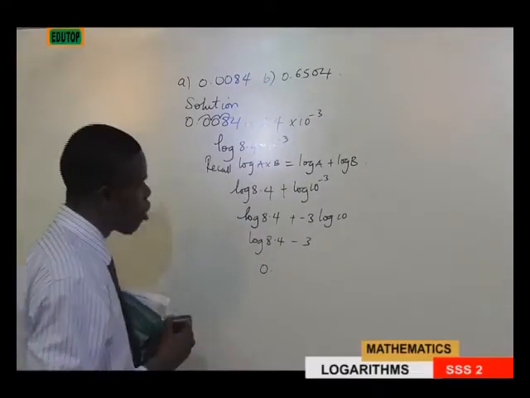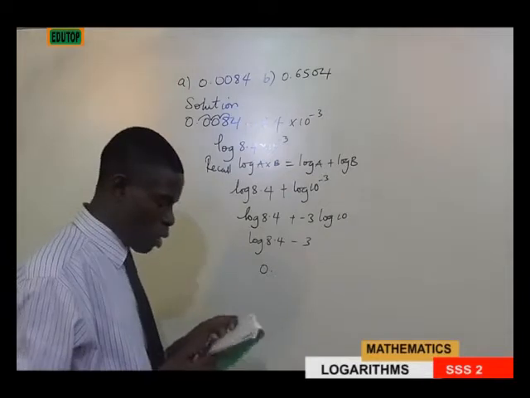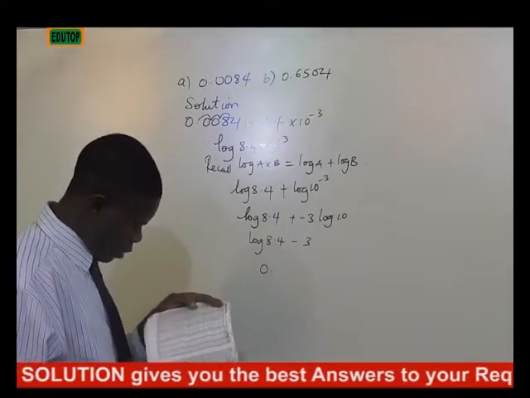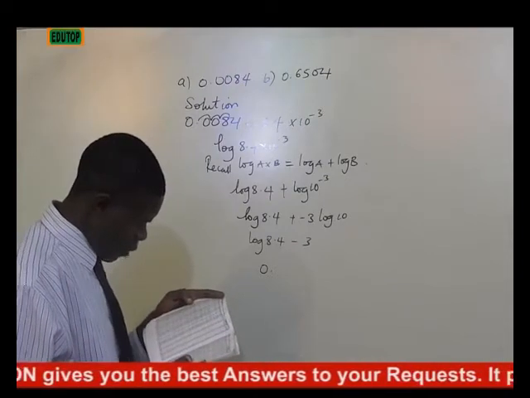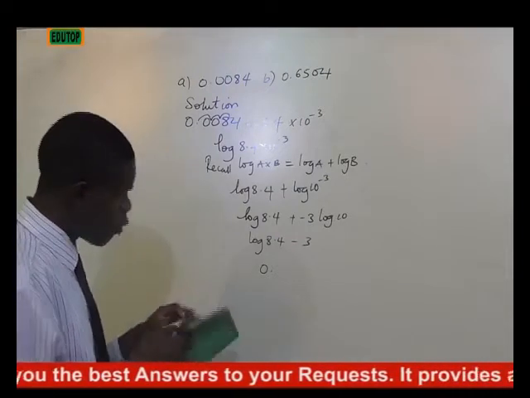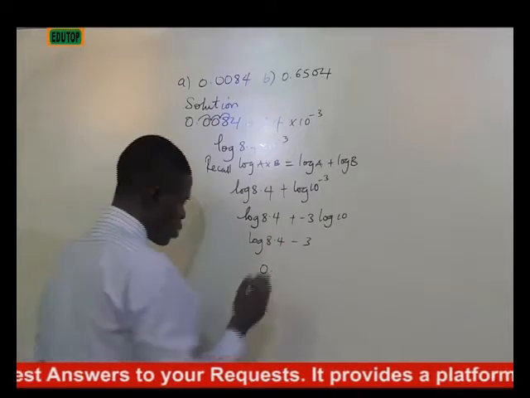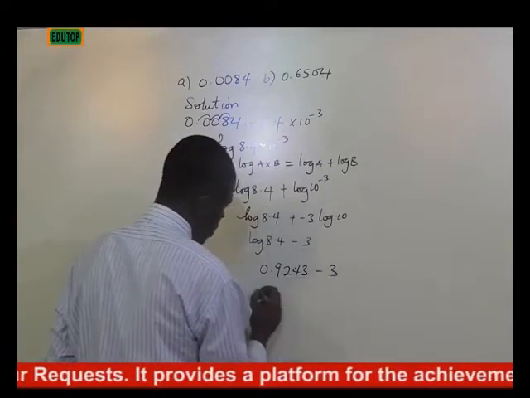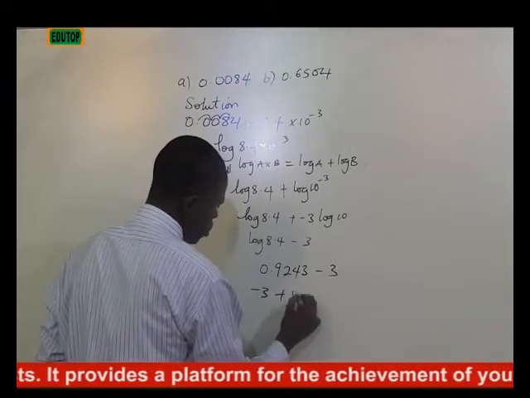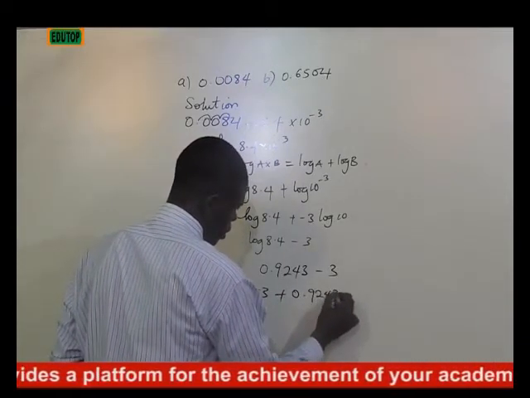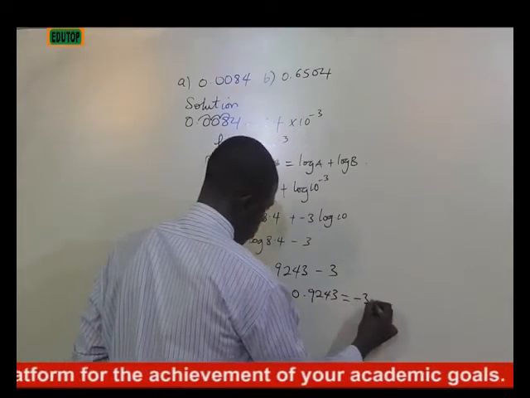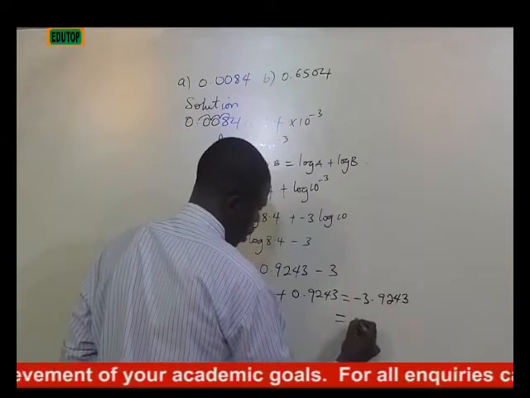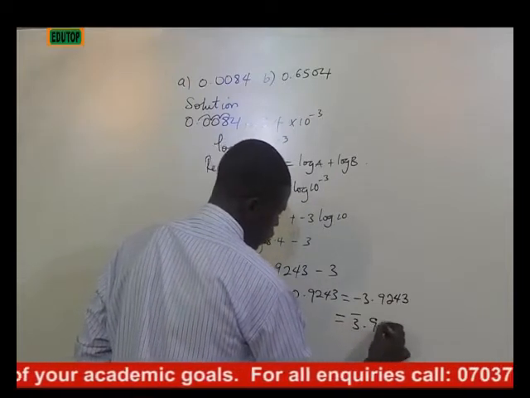So we check for log of numbers, 84 under 0. 84 under 0 will give us 9243. 9243 minus 3, which is the same thing as saying minus 3 plus 0.9243, which is the same thing as minus 3.9243, and that is what is known as bar 3.9243.